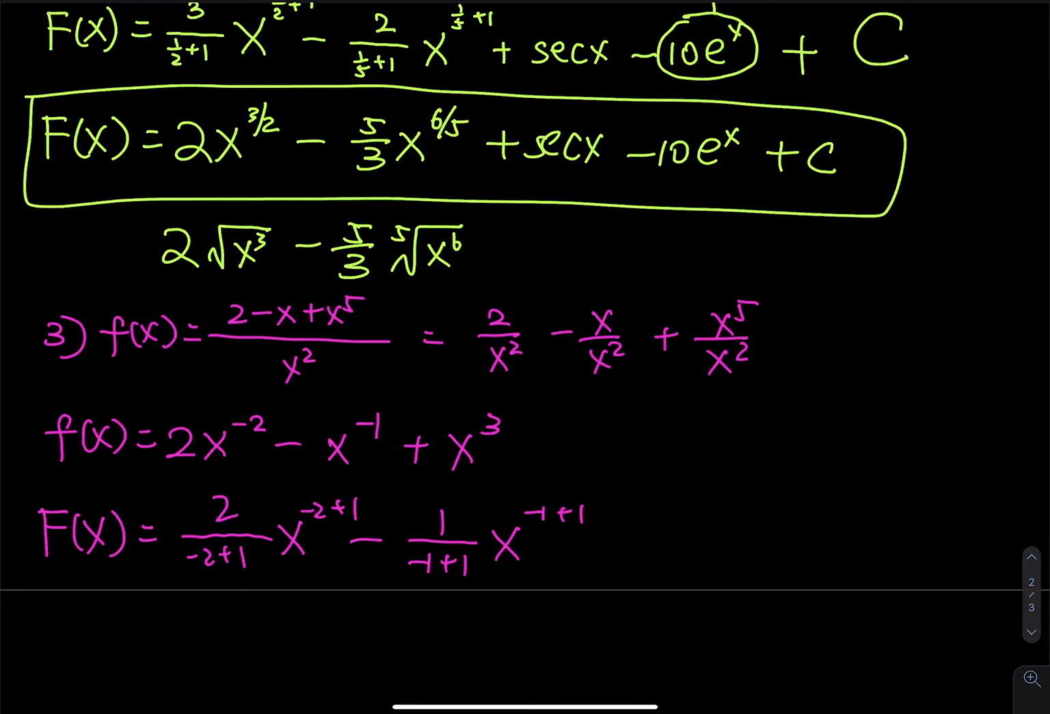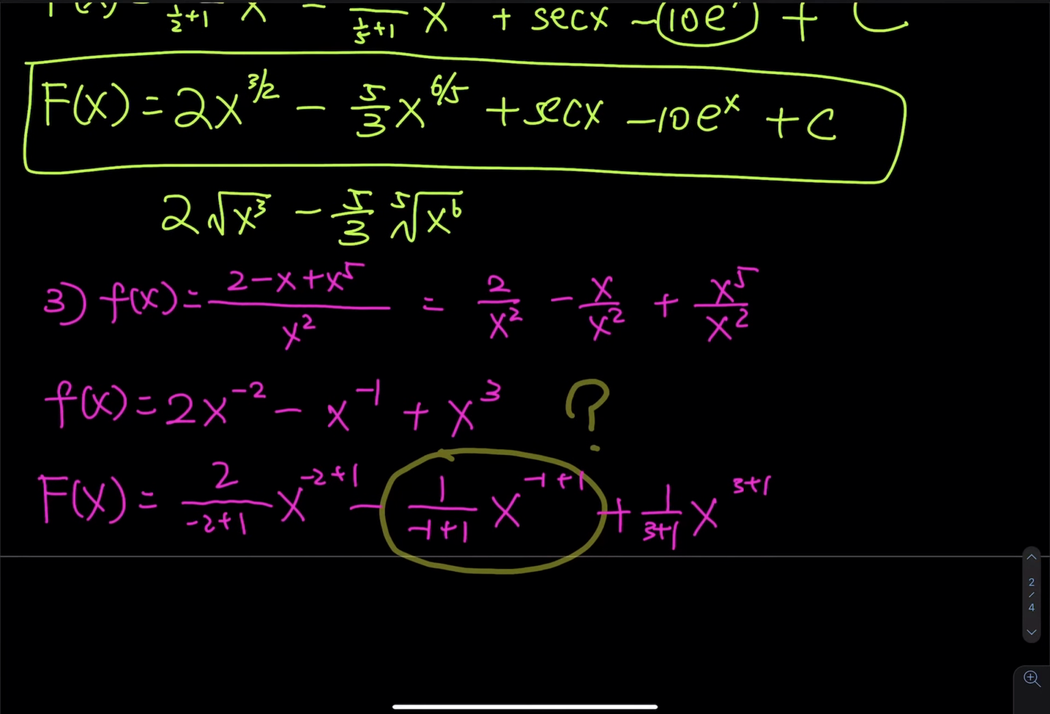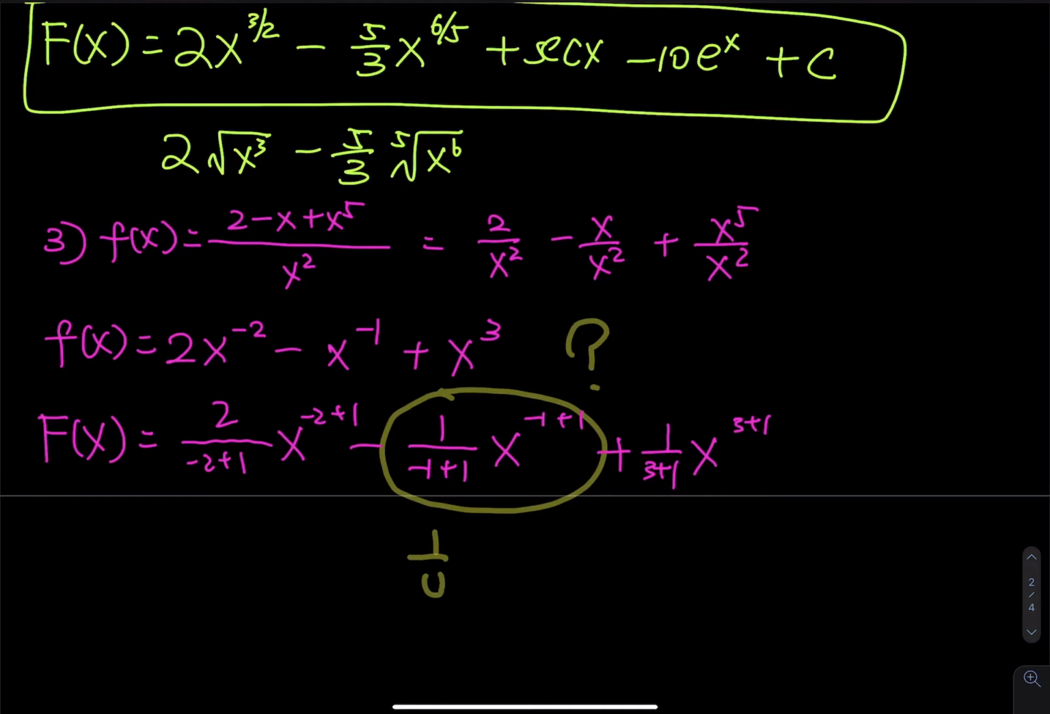And then plus x to the 3 plus 1 divided by 3 plus 1. Now, my question is, is this correct? Is this right or wrong? So if you go ahead and do the math, what do you get? You have 1 divided by 0, and then x raised to the 0. What is 1 divided by 0 equal to? We don't know, right? 1 divided by 0 is basically undefined. Then that means we are stuck right here.